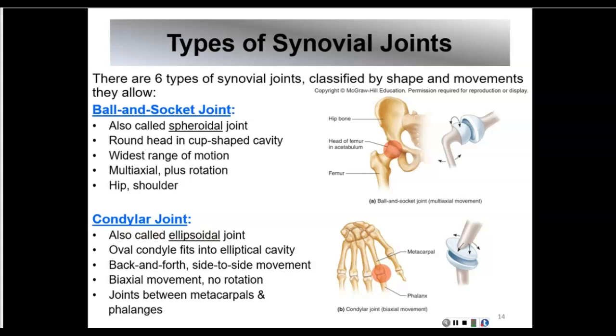Condylar joint is the ellipsoidal joint, and this is basically going to be giving you back and forth, side to side movement. This is going to be between your metacarpals and your phalanges, so your knuckles in a sense.